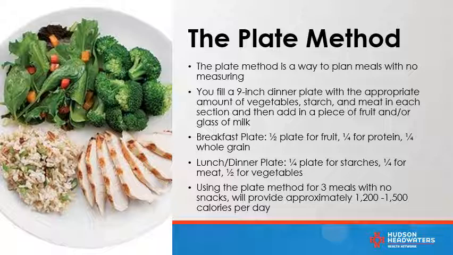So the breakfast plate looks different than the lunch and the dinner plate usually. Usually we don't eat vegetables for breakfast, but if you do, you're welcome to add those in. But for a breakfast plate, we would want to have about half a plate for the fruit, a quarter of the plate for protein, and a quarter of a plate for a whole grain. And the lunch and the dinner plate would be pretty similar. So a quarter for starch, a quarter for protein or meat, and then half of your plate, you want to make those non-starchy vegetables. So using the plate method for 3 meals with no snacks will provide you approximately 1,200 to 1,500 calories per day.